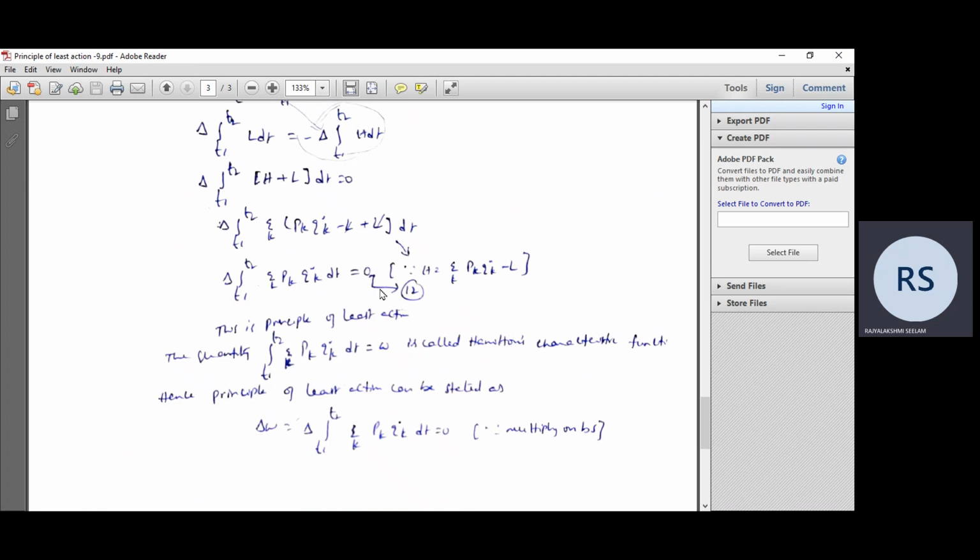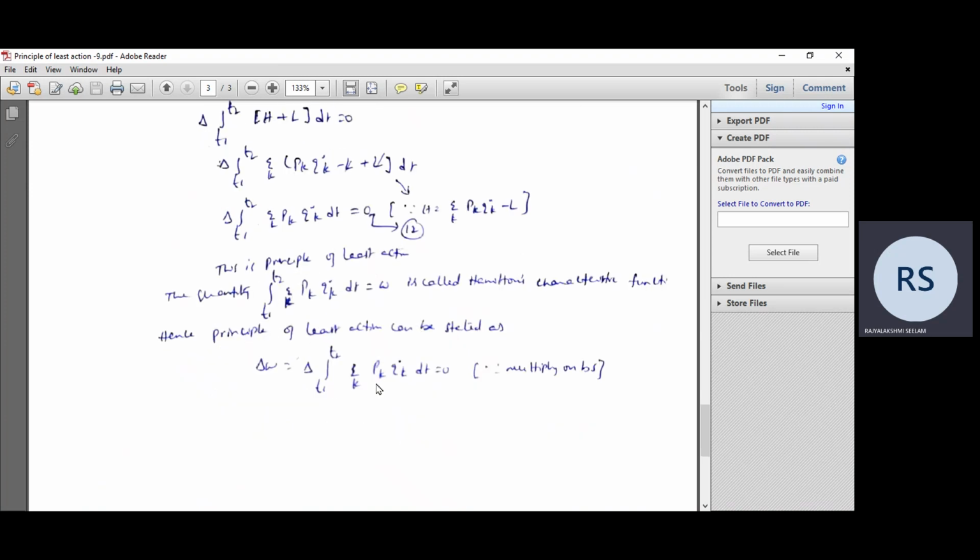So this is the principle of least action. This quantity integration t1 to t2 sigma k pk qk dot dt equals omega, which is nothing but Hamilton's characteristic function. So the principle of least action can be stated as delta omega equals, that means we are multiplying both sides with delta, delta omega equals delta integration t1 to t2 sigma k pk qk dot dt equals 0. So this is the principle of least action.